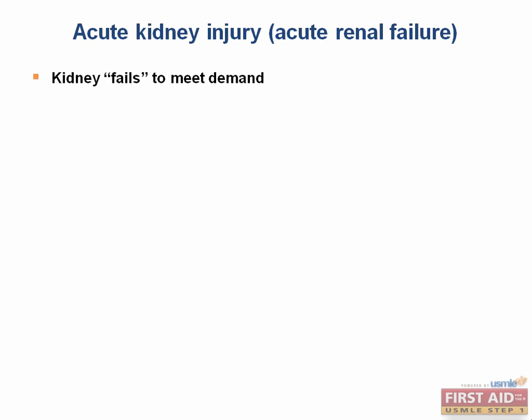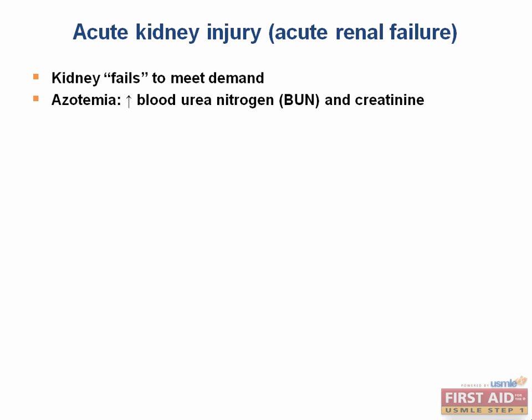Now let's discuss acute kidney injury, which is also known as acute renal failure. This happens when the kidney is unable to meet the demands placed on it. This means the kidney is not able to adequately filter plasma, and this causes azotemia, which is a rise in BUN and creatinine. When you think about the causes of renal failure, it's best to think about them in terms of what exactly is preventing the kidneys from performing their function.